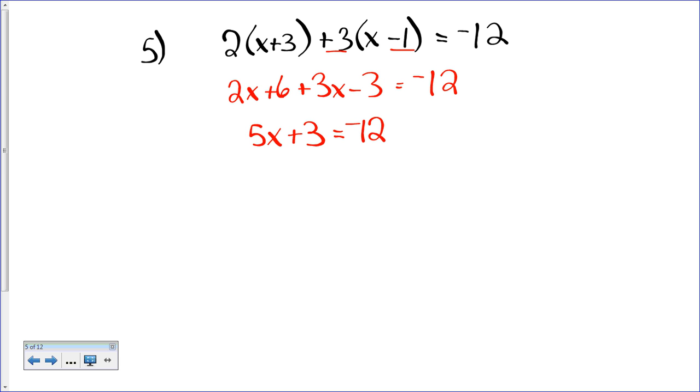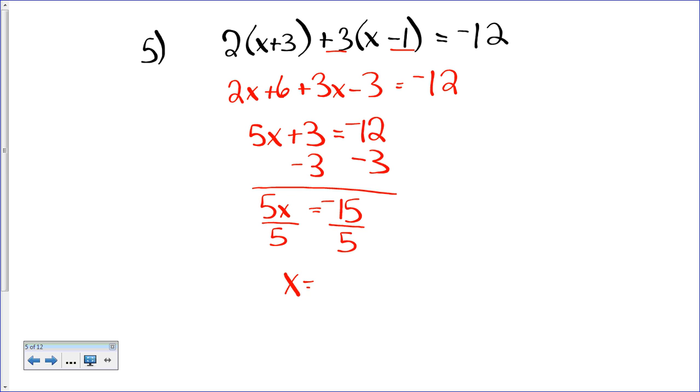Okay, so now we've whittled that down to a two-step equation. Subtract 3, subtract 3. 5x is equal to negative 15. Right? Now we have a one-step equation. Divide by 5. Then we end up with x, those cancel, is equal to negative 3.